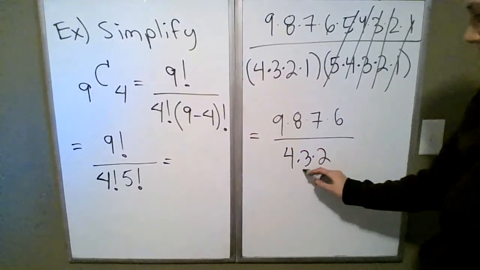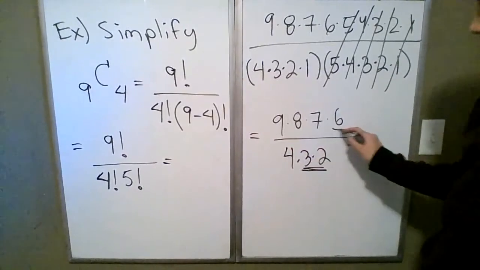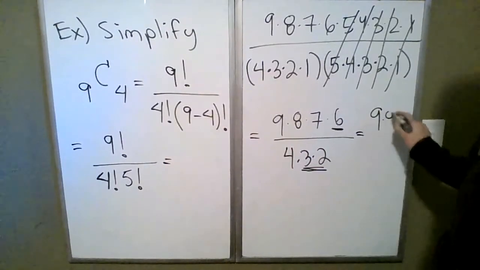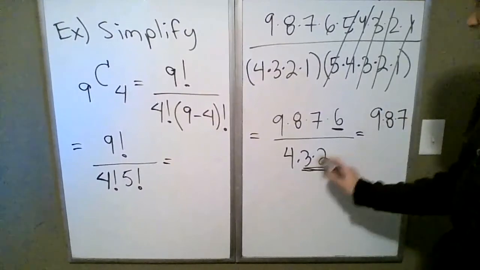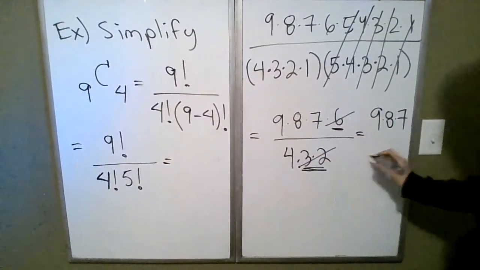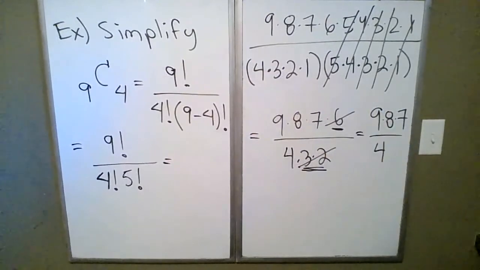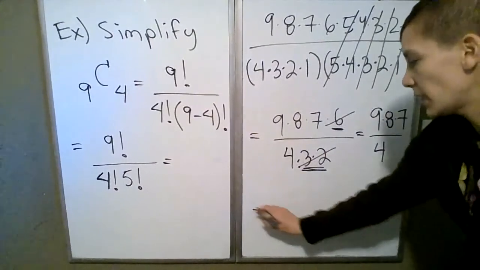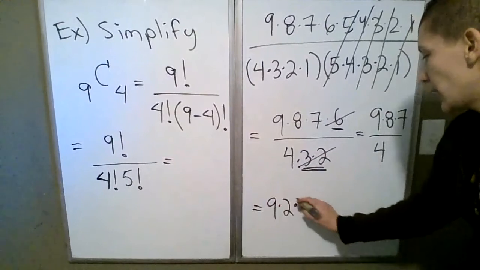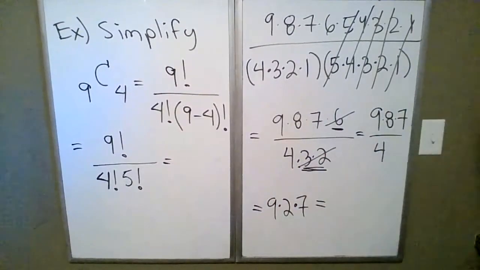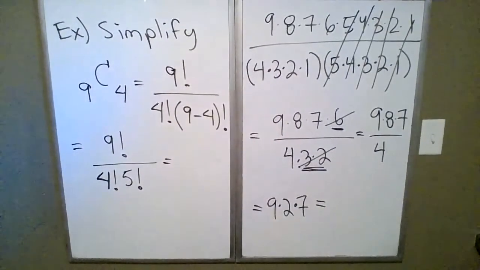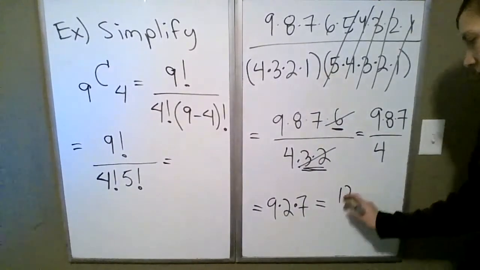So I'm going to use the 3 times 2 and simplify that with 6. So there's 9 times 8 times 7 over 4. And I looked at 8 divided by 4. It reduces to 2. So I have 9 times 2 times 7. And that is 126.